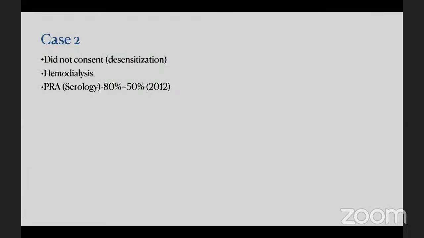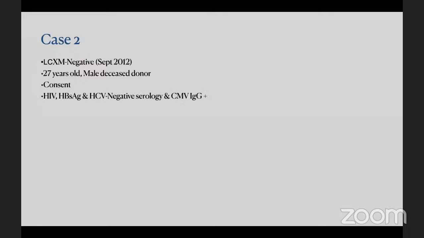We come back to this case, the case 2. This patient did not consent for desensitization. She remained on hemodialysis. Over a period of time, her PRA serology, that is what we had earlier, that was a peak PRA. She had 100% peak. It reduced to 50%. And eventually, she received a cross-match negative, 27-year-old male deceased donor, and she consented for transplantation because her CDC cross-match was negative. She was negative for viral markers. She was D plus, R plus at that time.